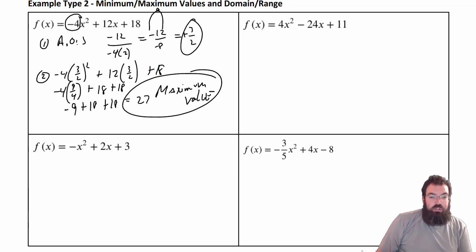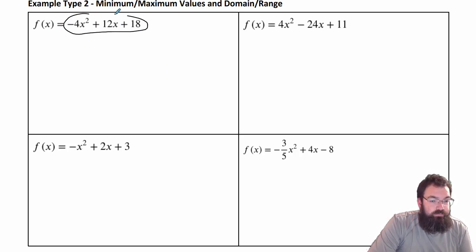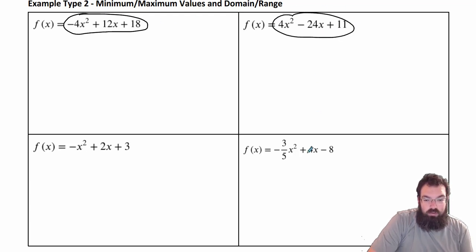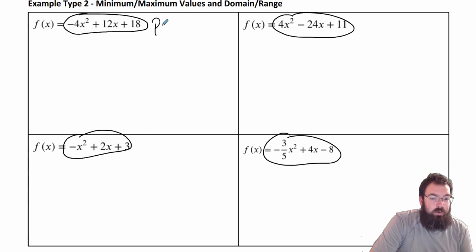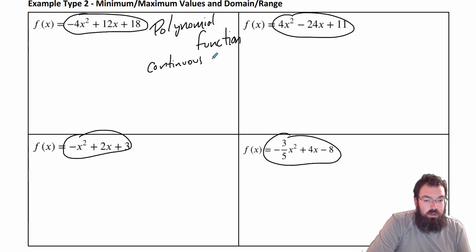Let's do domain and range. So we got to understand some things. This is a quadratic. All of these are quadratic, right? Because they have a power of 2. A quadratic is also what we call a polynomial function. And polynomial functions are continuous everywhere on x.